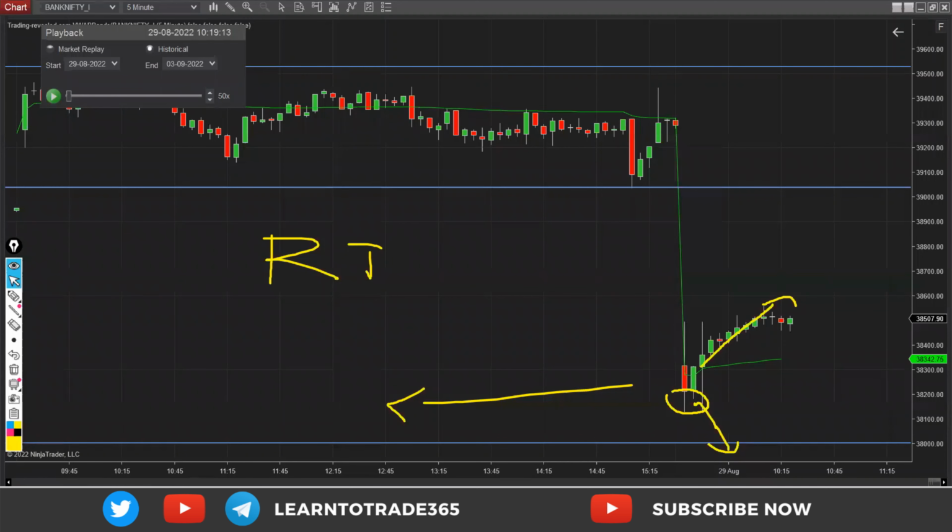Time frame, 5 minute time frame. Very simple, 5 minute chart in front of you. Okay, 5 minute time frame chart which is in front of you. Nothing rocket science, very simple.